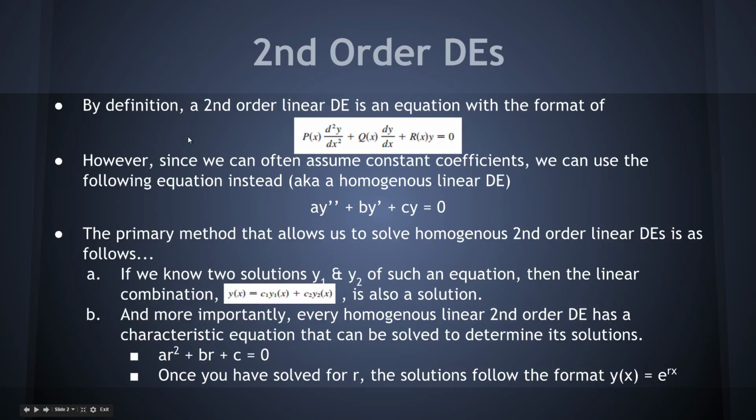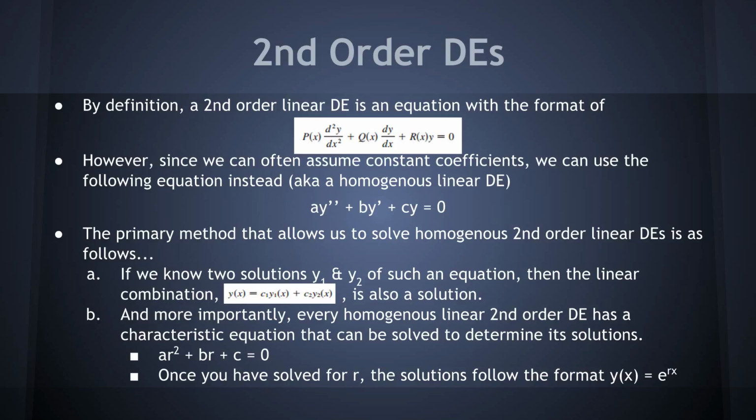The primary method that allows us to solve homogeneous second order linear differentials is we need to find two solutions, y1 and y2, of the equation, and then we can plug them into the general solution, which is y of x equals c1 times y1 of x plus c2 times y2 of x. That will also be a solution for any values of c1 and c2, which will be given as an initial condition or so.